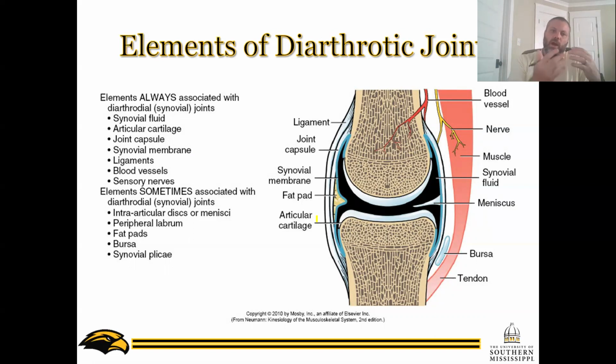So what we also have are secondary elements. You can have things like fat pads, you can have a meniscus, you can have a bursa, you can have a labrum. All those are things that synovial joints may or may not have. But all synovial joints are going to have those 7 common themes of the fluid, the articular cartilage, capsule, membrane, ligaments, blood vessels, and nerves.